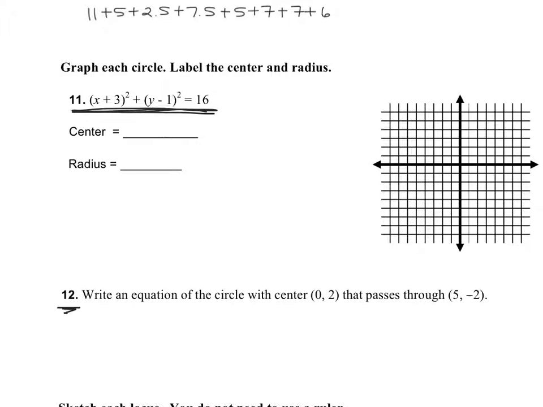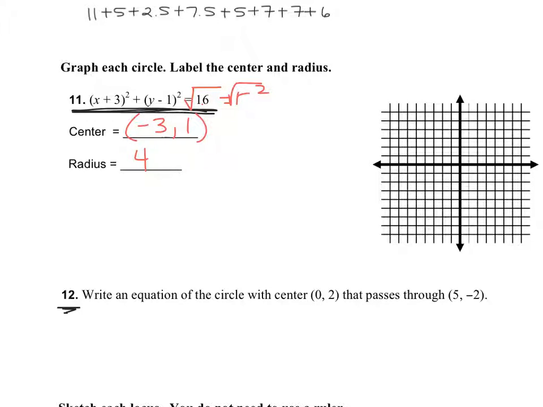So number 11 here, it says graph the circle, label the center and the radius. What is the center of this circle? Negative 3, positive 1. Remember, it's always the opposite of what it looks like because the formula is subtracting. So it's x minus a negative 3, which is x plus 3, y minus 1, which is a positive 1. So your center is negative 3, 1. What's your radius? It's 4. It's the square root of that, because this is r squared, right? So if we square root those, then our radius is 4.